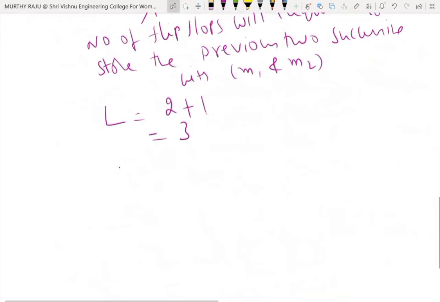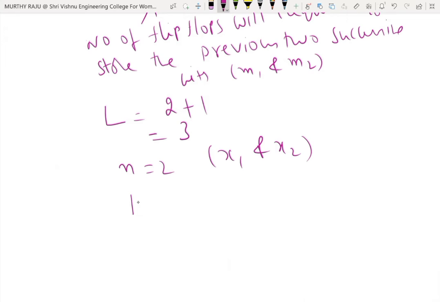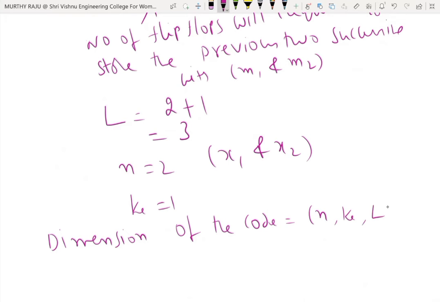Number of outputs x1 and x2, so n is equal to 2. Small k is equal to 1, since the encoder accepts 1 bit at a time. Therefore, the dimension of the code is n, k, L. n is 2 outputs, k is equal to 1, constraint length is 3. So it is 2, 1, 3.